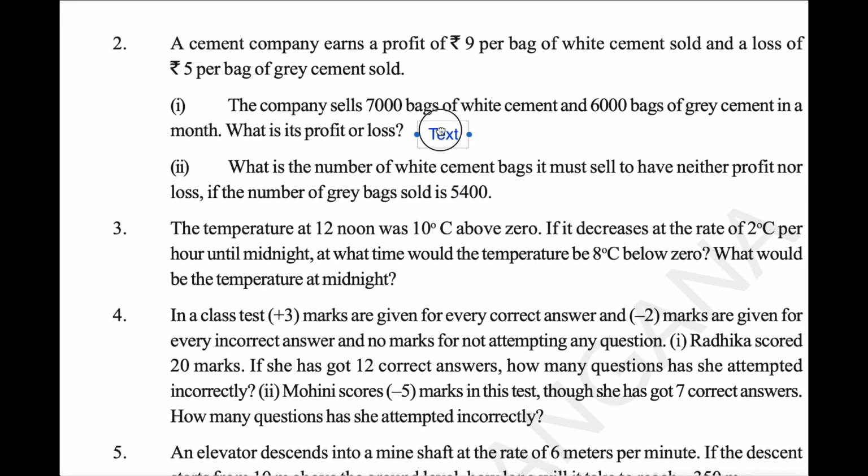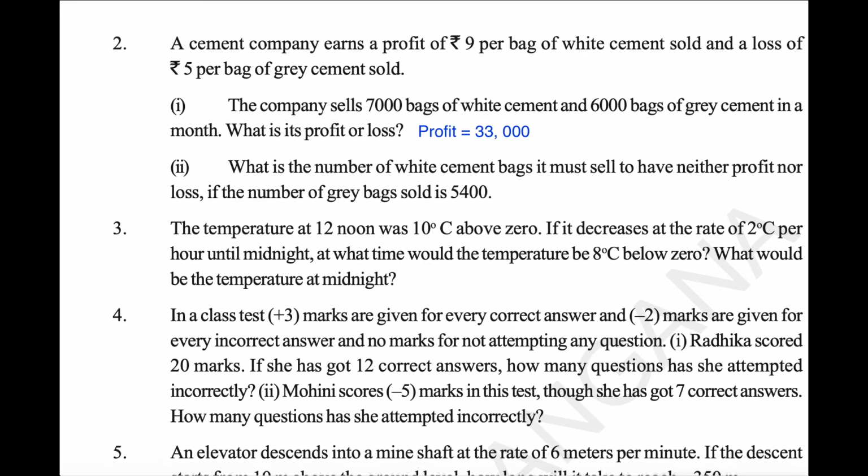Okay. Profit is what? 33,000 rupees. Okay, right. What is the number of white cement bags it must sell to have neither profit nor loss if the number of grey bags sold is 5,400?